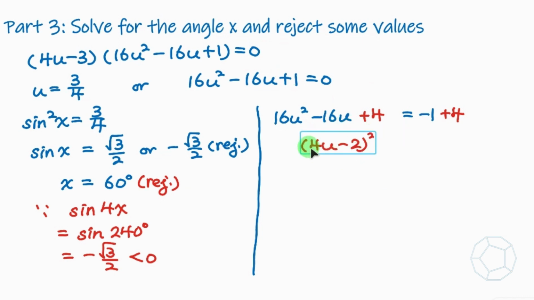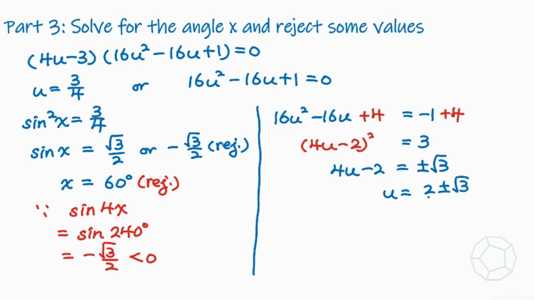You can check this by expanding this perfect square as a squared minus 2ab plus b squared. While the right hand side is 3. So taking square root on both sides, 4u minus 2 is equal to plus or minus square root 3. So u is equal to (2 plus or minus square root 3) over 4.